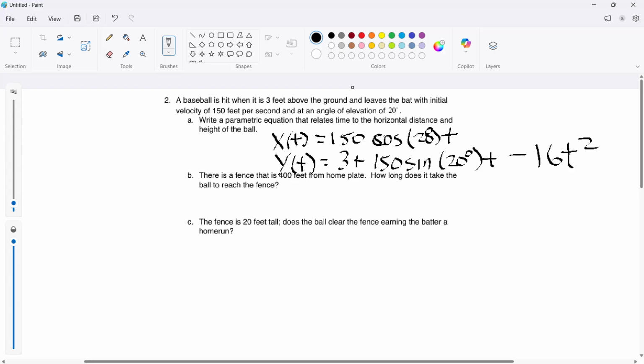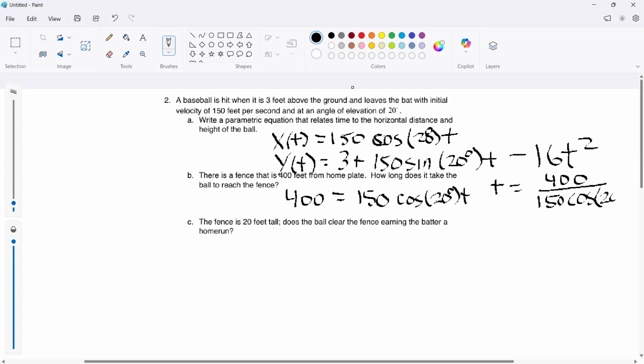There's a fence that is 400 feet from home plate. How long does it take? Well, I'm just going to make the x distance 400. 400 equals 150, because that's x distance, cosine 20 degrees times t. So t would equal 400 divided by 150 cosine 20 degrees.